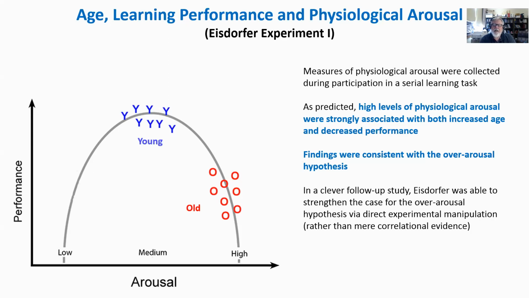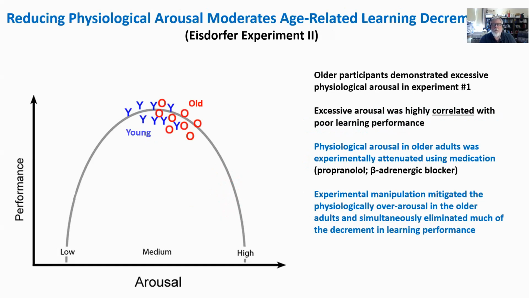And so what he now did was to strengthen the case for the over-arousal hypothesis. In another experiment, he actually changed the amount of nervous system activation, the amount of sympathetic arousal in his older participants, by giving them a drug called propranolol. As you can see down here, it's a beta adrenergic blocker. It suppresses activity in the sympathetic nervous system. And when he did that, he found something quite fascinating.